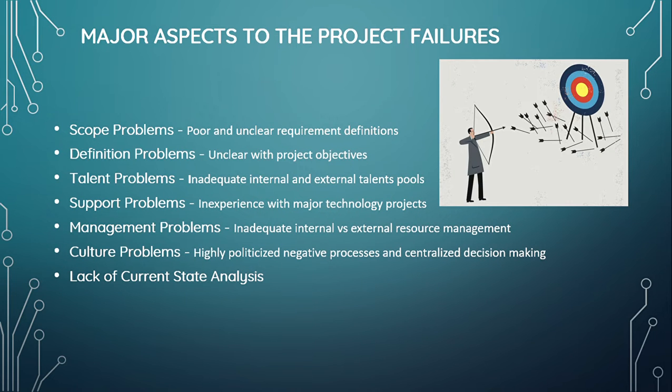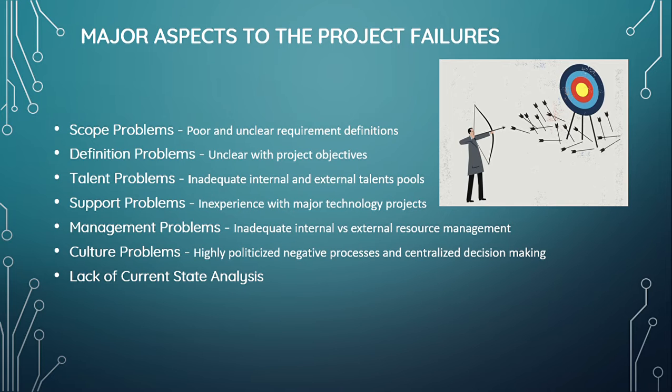Subject to the previous week's lecture and our research for these assignments and discussions, in our opinion, we have observed that there are some additional factors that impact the success of both functional and cross-functional project teams. We would like to repeat the first major reason as it's a core factor that affects project performance, that is scope and definition problems. In addition, the other major problems are talent, support, management, culture problems, and lack of current state analysis.